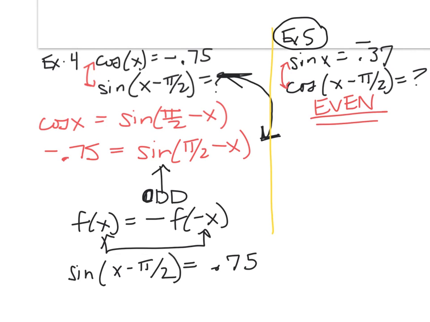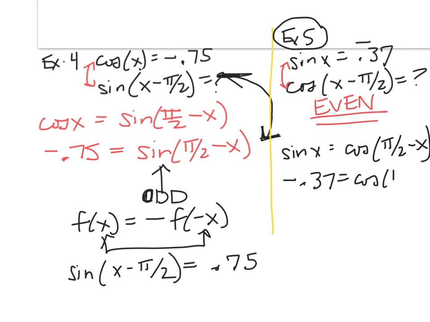So these, I think, are easier. So I'm going to write the co-function identity. Sine of x is equal to cosine of pi over 2 minus x. So I know that the sine ratio is negative 0.37, and that's equal to cosine of pi over 2 minus x. So what I know is this angle and that angle are just opposites of each other. So with cosine, if you put in opposites, because it's even, you will get the same output.